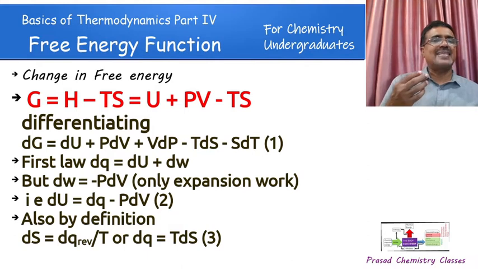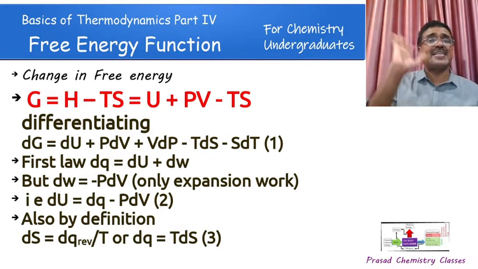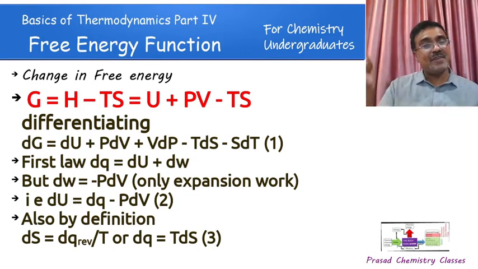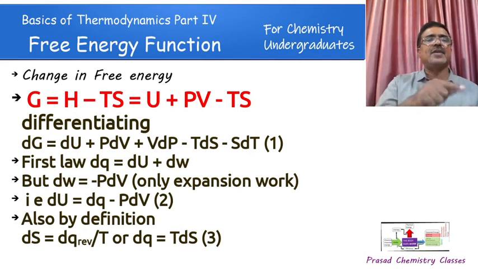And now we consider that only expansion type of work is done in the process. No non-expansion or other type of work is done during the process. Then what can we write? dw equals minus PdV. So we have made one assumption: there is no non-expansion type of work during the process, right? So we can write dU is equal to dq minus PdV. That's the usual form we see.